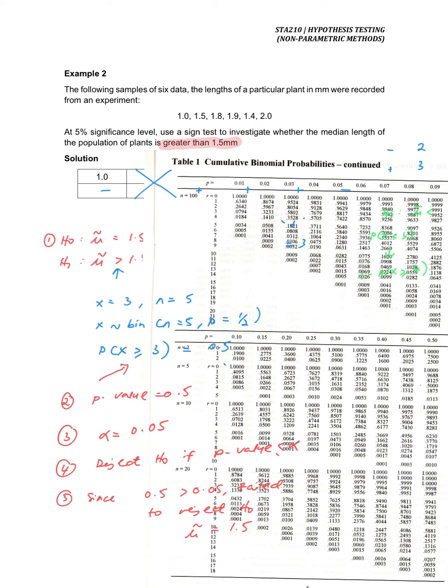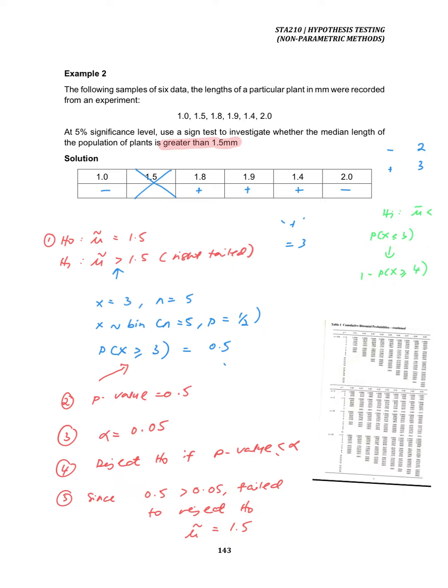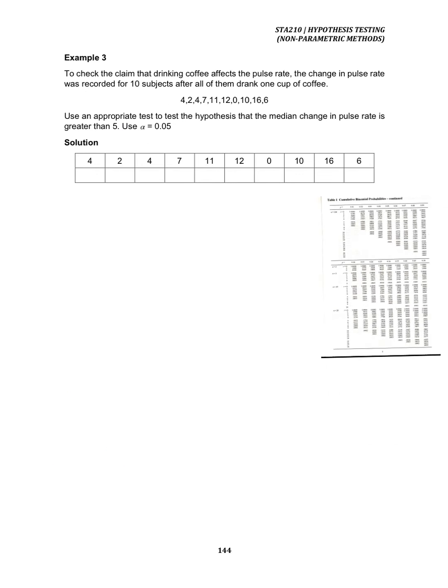Okay, so always remember, value yang dekat dalam table ni, dia hanya bagi probability of X greater or equal. So kalau kita nak probability of X less than or equal certain value, so awak kena convert dia menjadi probability of X greater or equal. Okay. Okay, now let's take a look into example 3.